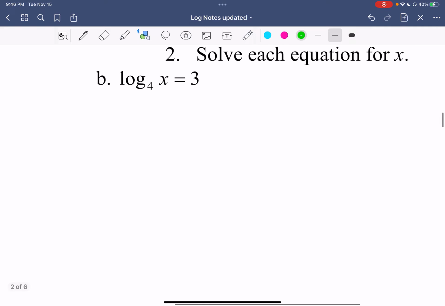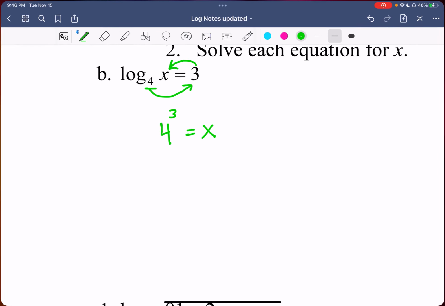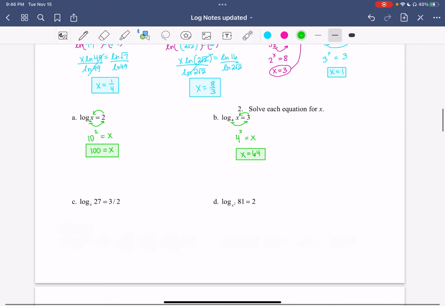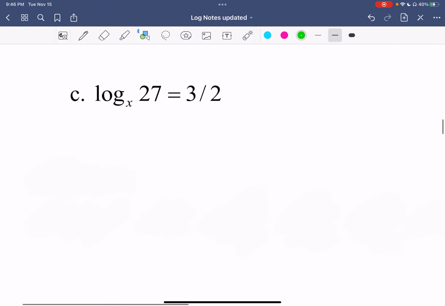The next one, switcheroo: start with the 4, go out, then come back in. 4 cubed is x. You can put 4 cubed in your calculator. 4 cubed is 64. So x equals 64. Okay. The next one, switcheroo.